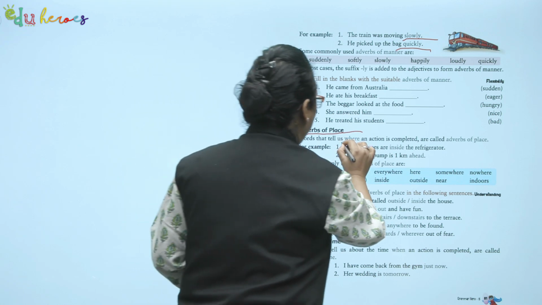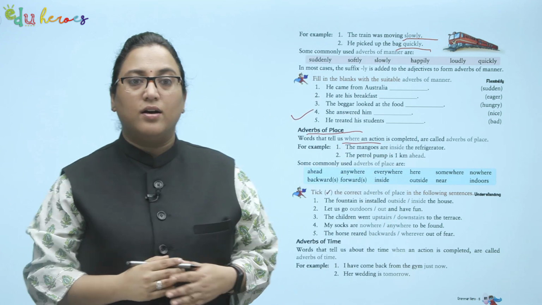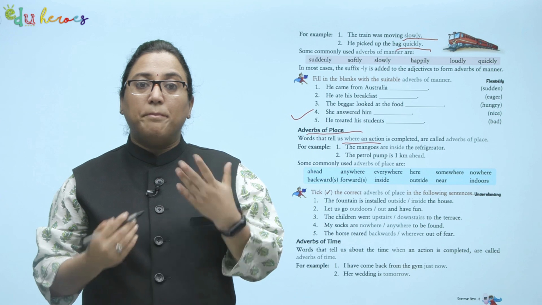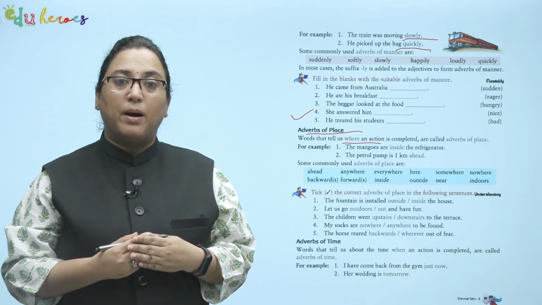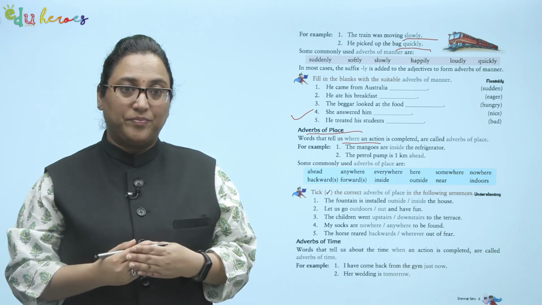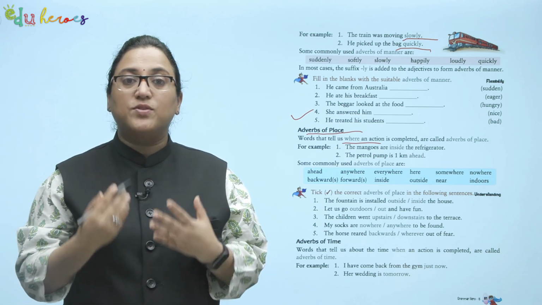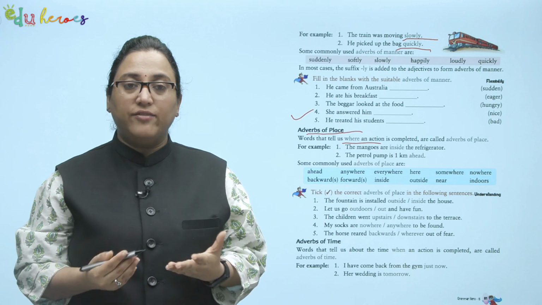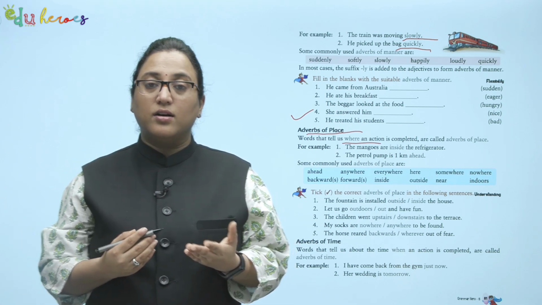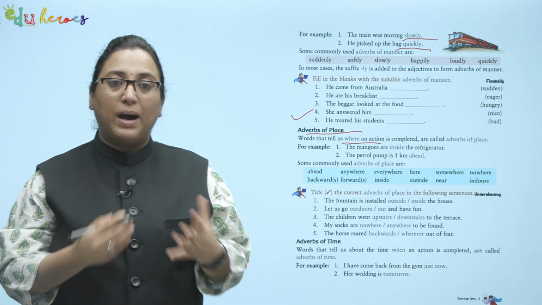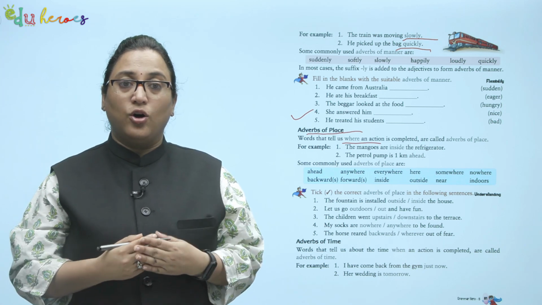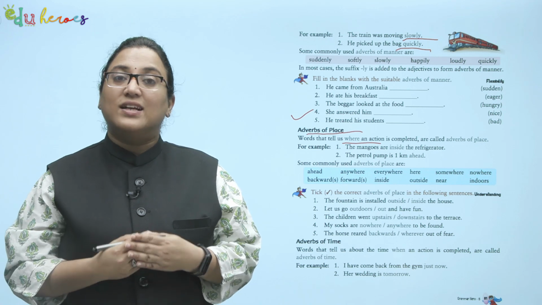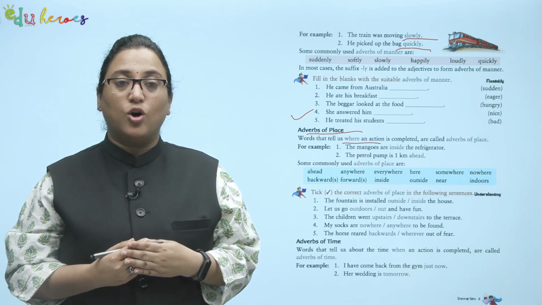So, where. For example, the mangoes are inside the refrigerator. The petrol pump is 1 kilometer ahead. Some commonly used adverbs of place are ahead, anywhere, everywhere, here, somewhere, nowhere, backwards, forwards, inside, outside, near or indoors. The next type is adverbs of time.